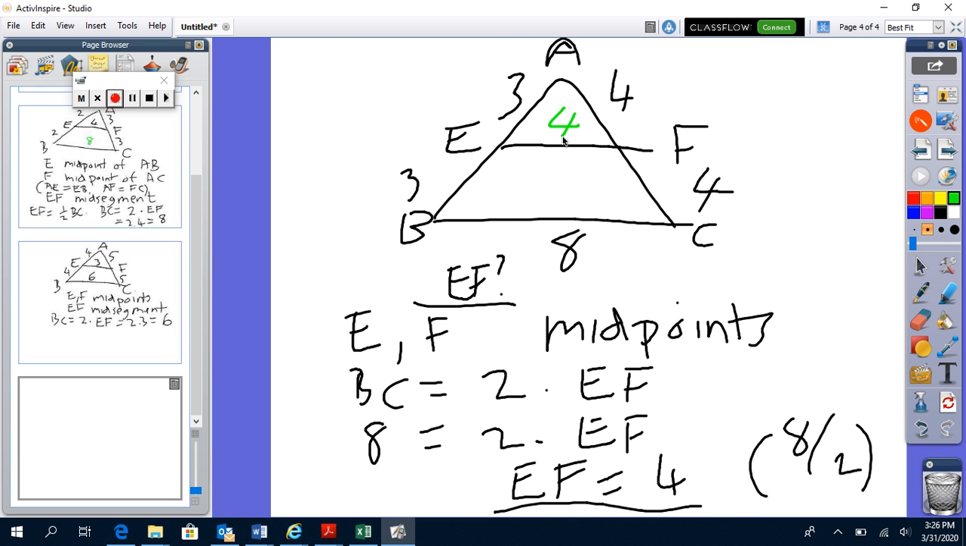Okay, so that is some theory and practice with finding distances using midpoints.